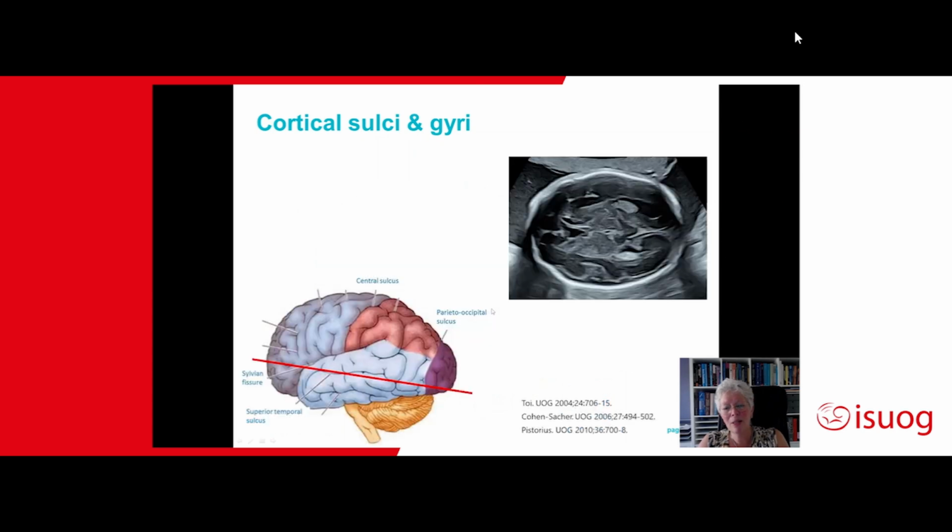So how are you going to do that? Well, if we take this plane we get this ultrasound image. And if we look here, then we can see the sulcus, which is the Sylvian sulcus or the Sylvian fissure. There, over there, we have the superior temporal sulcus.